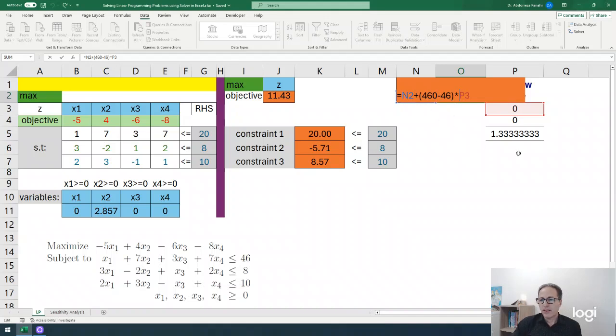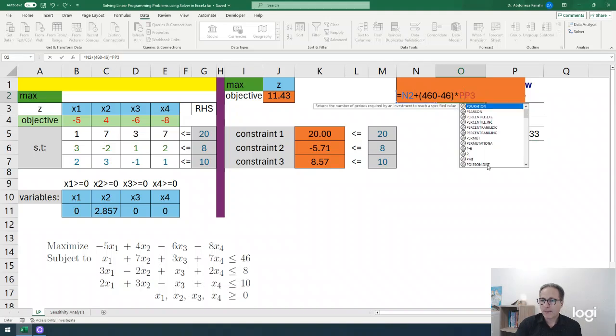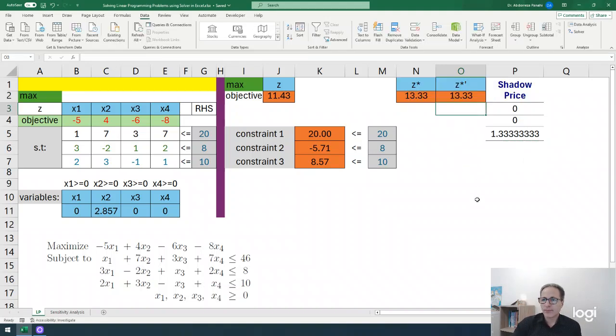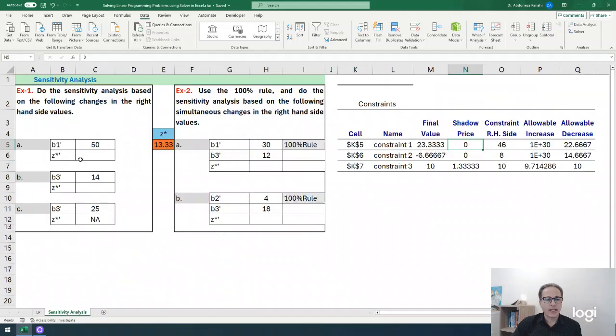Now we know what the shadow price means. Based on this information, we come back to this place and try to answer these questions. First, without solving the problem, we answer, and then we check our answers by solving a new problem. So B1 prime changed to 50. What was the original? 46. So we have an increase of 4 units, from 46 to 50.